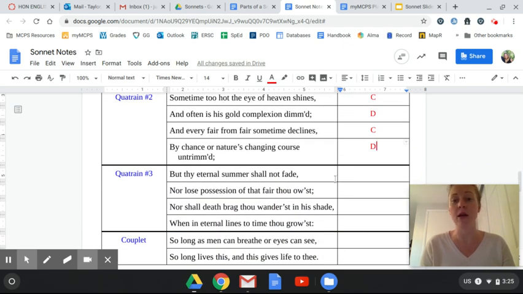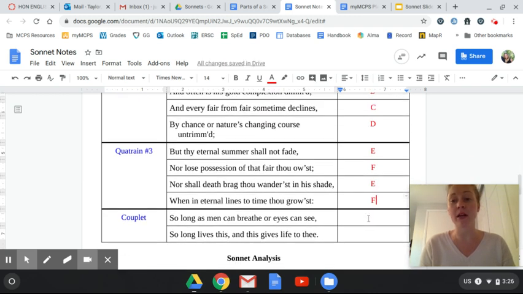Our next quatrain. But thy eternal summer shall not fade. Fade doesn't rhyme with anything else, so we're going on to the next letter, which is E. Nor lose possession of that fair thou owest. Owest and fade do not rhyme, so I'm going to move on to the next letter, which is F. Nor shall death brag thou wanderest in his shade. Shade and fade rhyme, so I'm going to mark this E. When in eternal lines to time, thou growest. Growest rhymes with owest, so I'm going to mark it F.